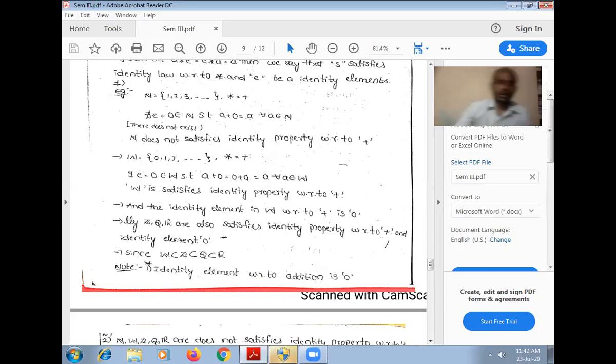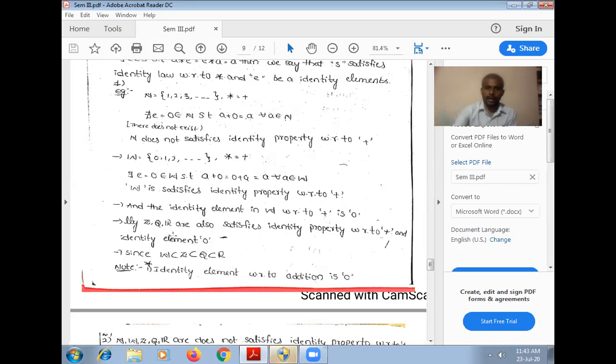Similarly, we can say Z, Q, R also satisfy the identity property with respect to plus, and the identity element is 0, because W is a subset of Z, Z is a subset of Q, and Q is a subset of R. So the identity element with respect to addition is 0.